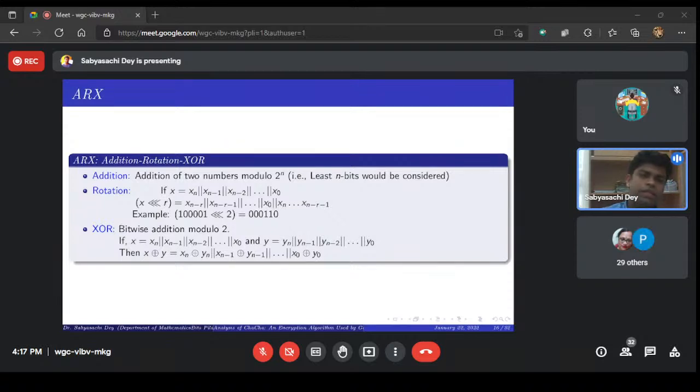Here, addition is basically addition of two numbers modulo 2^n. That means if there are two n-bit numbers, their sum will also be n-bit. If it goes beyond n bits, then we reject the first bit and keep it n-bit as it is. The second operation is rotation, which means we just rotate the numbers. And the third operation is XOR. We know what XOR is: it's bitwise addition modulo 2. Using only these three operations, ChaCha is providing secure communication.